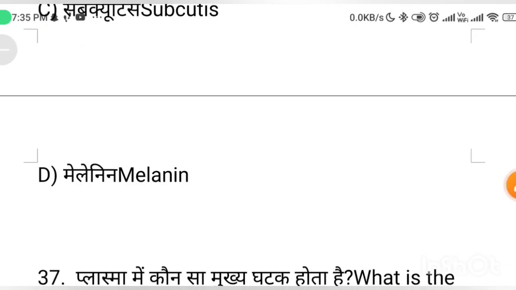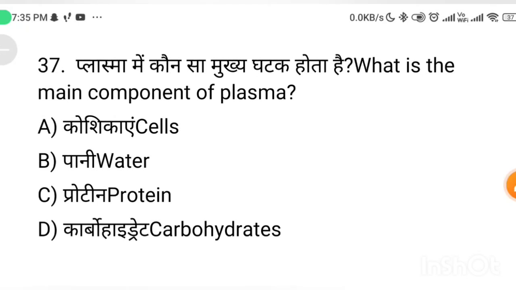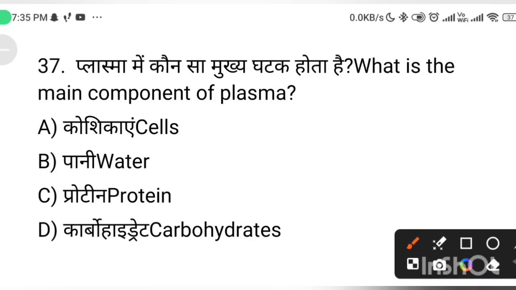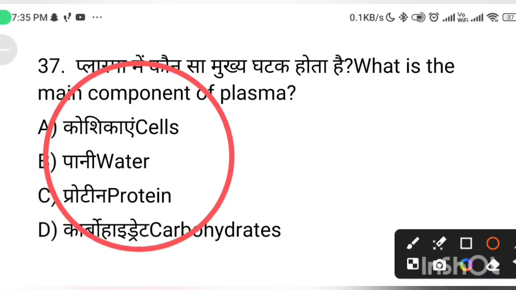Next question. What is the main component of plasma? Option A, cells. Option B, water. Option C, protein. Option D, carbohydrate. Correct answer is option B, water.